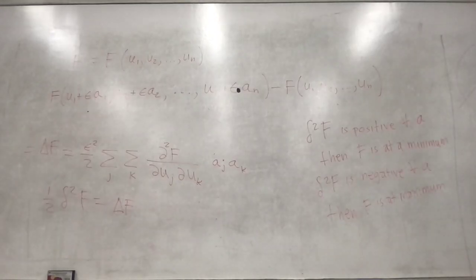And as I mentioned before, there's a third possibility, and that is that the second variation is positive for some values of a and negative for the rest of the values. So in that case, we're going to be at a saddle point. And for your purposes of working with the Lagrangian and getting equations of motion and everything, it doesn't matter if it is a saddle point. The only thing that matters is that the first variation is zero.